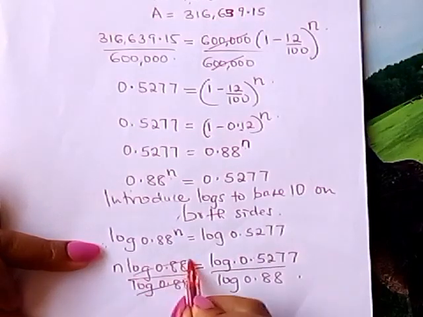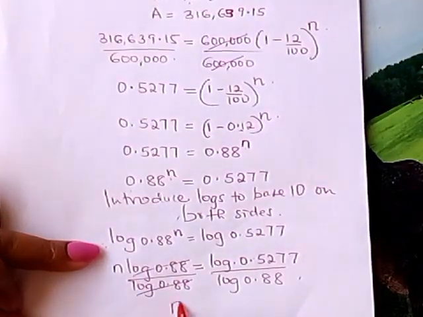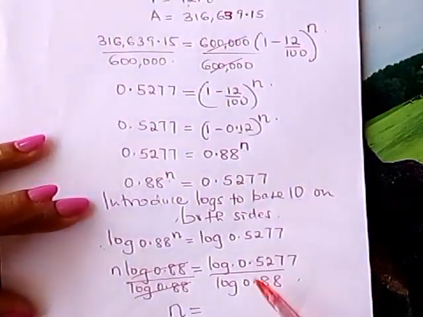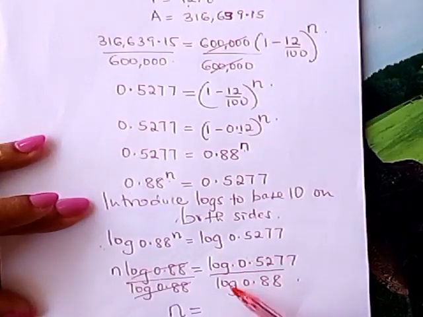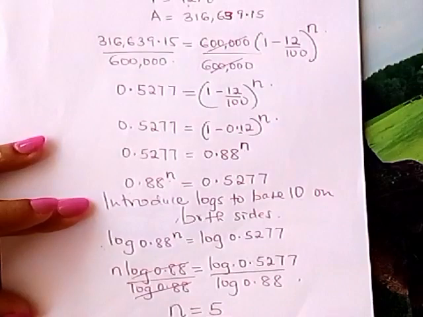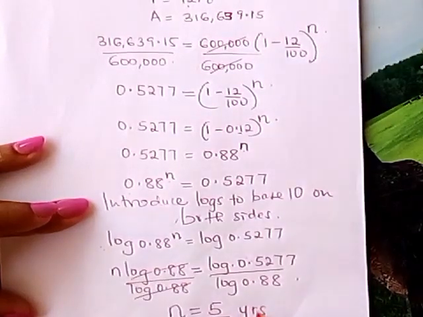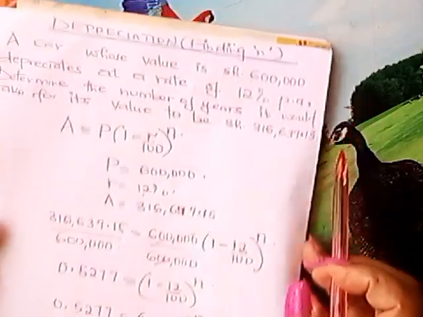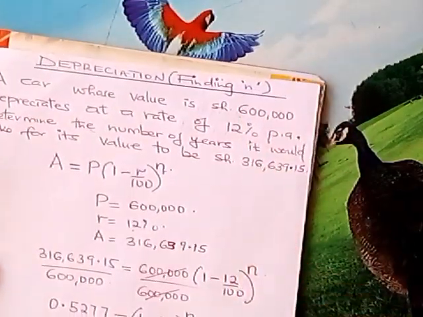So this and this will cancel out, and therefore learner on this side you will be left with your N. N is equal to what? You use your calculator accurately. You divide this log by this log. Using a calculator, you get 5. And therefore, the time required for this depreciation to occur is 5 years.